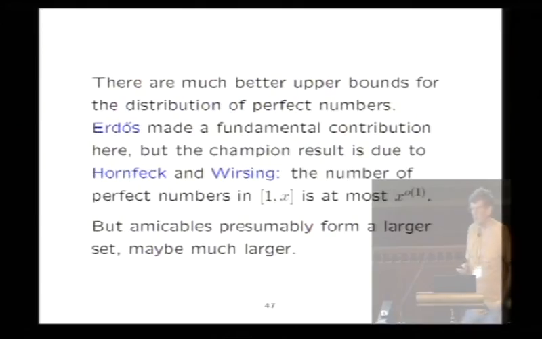But we know stronger results than just density 0, and Erdős, of course, had a role in this. His result was less than x^(1/2 - c) for some c positive. The best result that we have is due to Hornfeck and Wirsing, who proved that the number of perfect numbers up to x is less than or equal to x^(o(1)). But for amicable numbers, we only know about 46 or so perfect numbers. We know 12 million amicable pairs. Maybe the amicable number count is much larger.